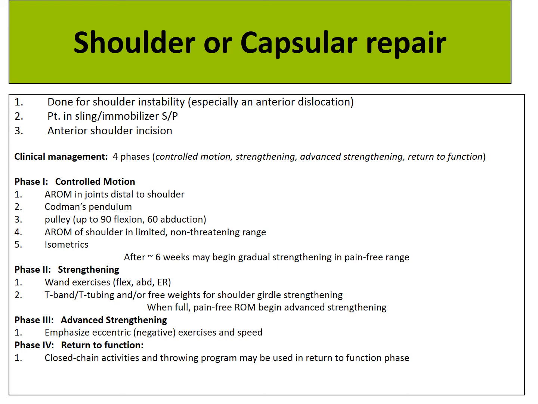In phase 2, strengthening, we're going to progress and make sure that we still stay pain-free. We're going to do wand exercises where you can do flexion, abduction, and a little bit of external rotation. We're going to add TheraBand or maybe some free weights, again in that more straight plane motion to begin with. Then in advanced strengthening, we definitely want to incorporate eccentric strengthening, maybe changing the speed and combining motions as well. The last phase is return to function.